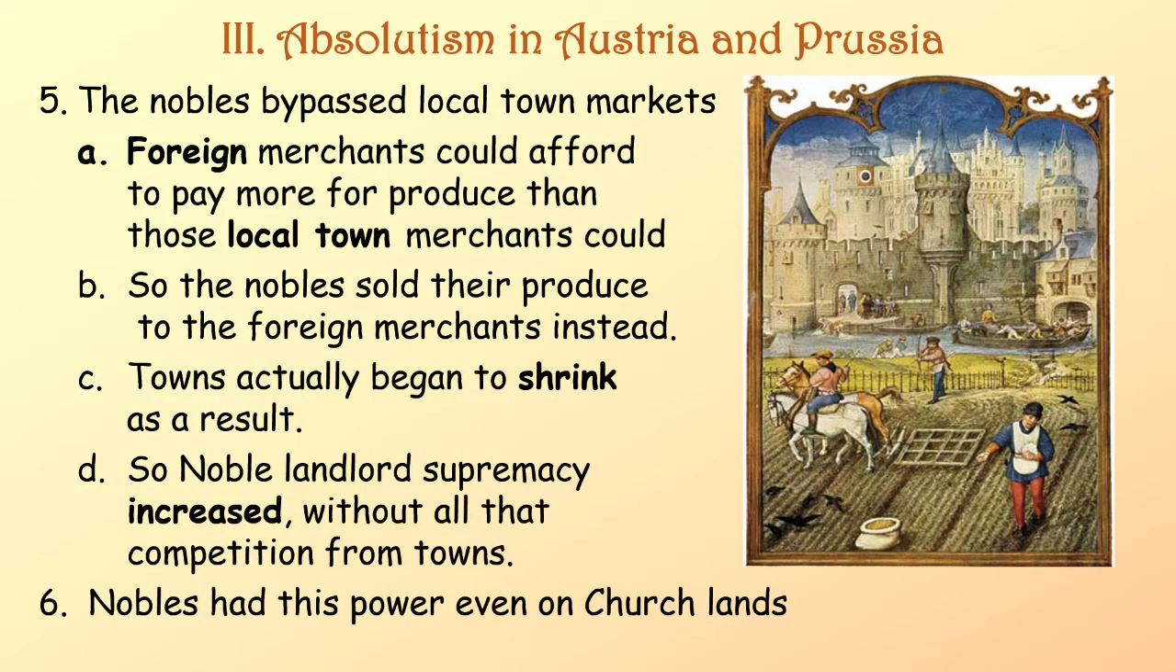The nobles bypassed local town markets. Foreign merchants could afford to pay more for produce than those local town merchants could. And so the nobles sold their produce to the foreign merchants instead. And so towns actually began to shrink as a result. So noble landlord supremacy increased without all that competition from towns. And nobles had this power even on church lands.